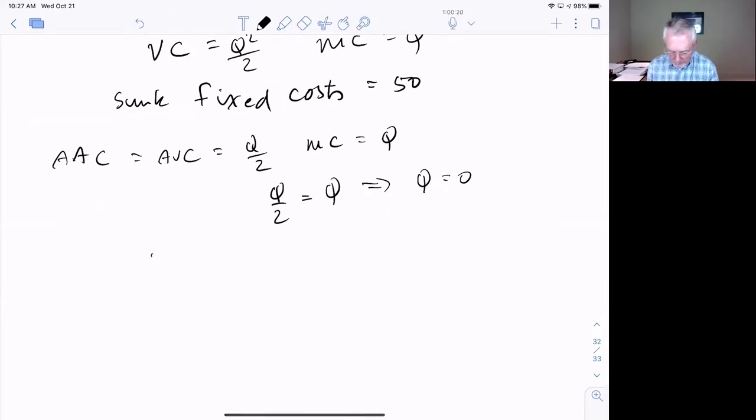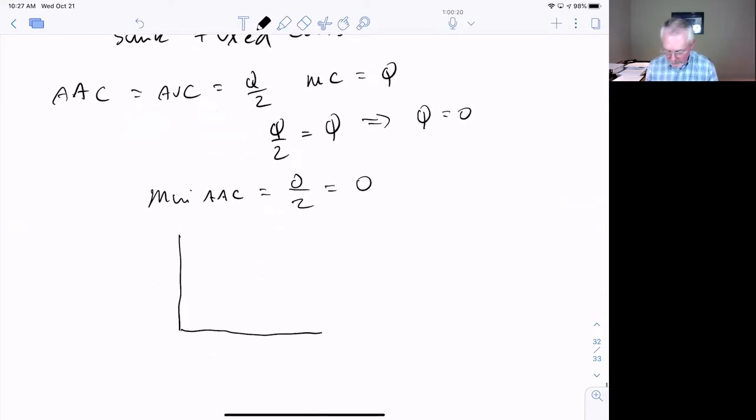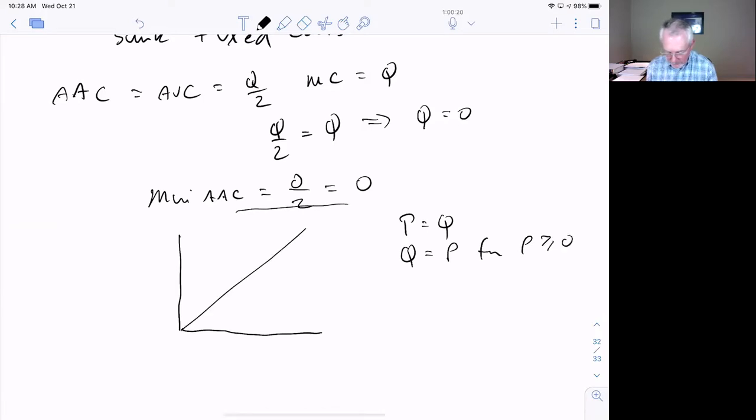Now, minimum average avoidable cost in this case is equal to 0 over 2, or 0. So what do I end up with? I end up with a supply function that looks like Q equals marginal cost here. We said marginal cost is Q, so I said price equal to Q, so I would have Q equal to P. In this case, minimum average avoidable cost occurs at 0, so I would just have this supply relationship.